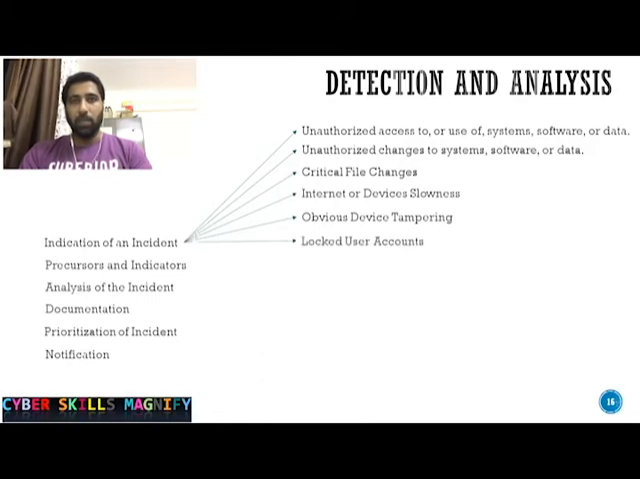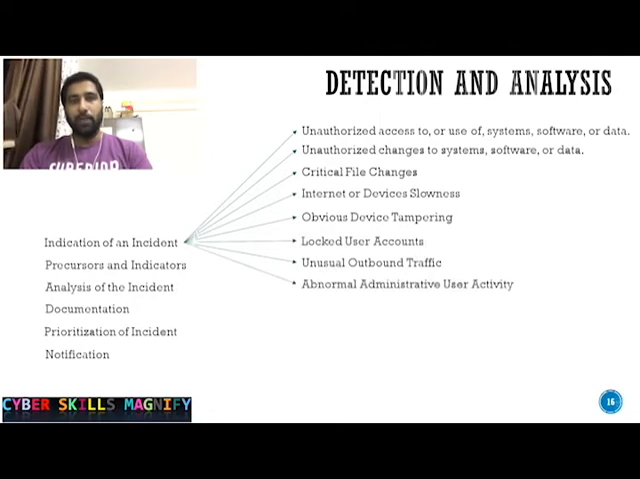Locked user account. Now, accounts usually get locked due to the user entering incorrect credentials, but you will also find a lot of brute force password attacks, which create such scenarios. Unusual outbound traffic. Network administrators should be aware of the usual traffic that flows through the network. If a host starts sending an abnormal amount of data, that could mean malware has infected the host and is performing unwanted actions. Abnormal admin activity. This is impersonated activity that was performed in the name of another user.